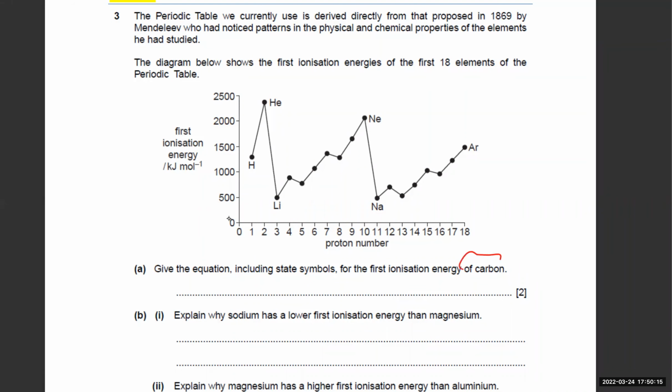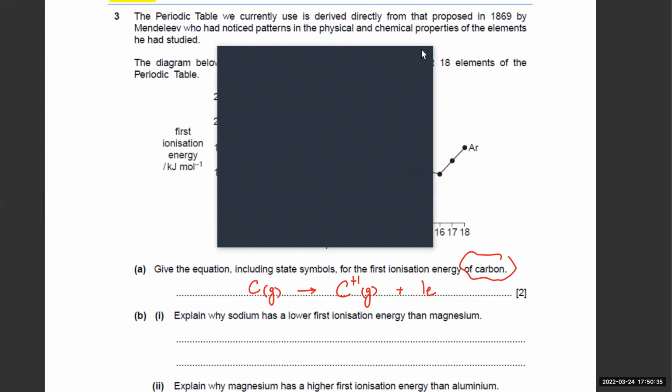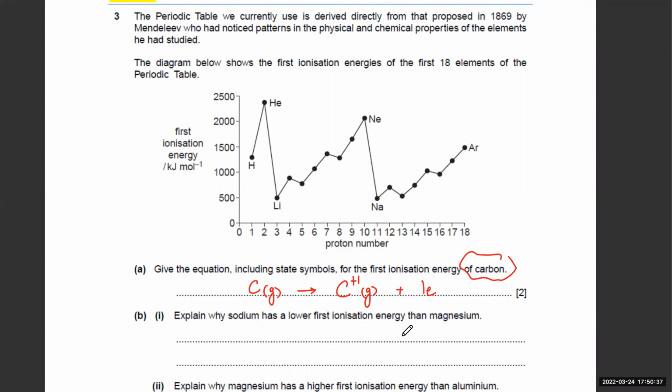That's carbon. So the carbon atom would be losing electrons. It should be gaseous. It's going to lose electrons and form a gaseous carbon ion. So one thing you've got to be careful about is that it has to be a gaseous atom.